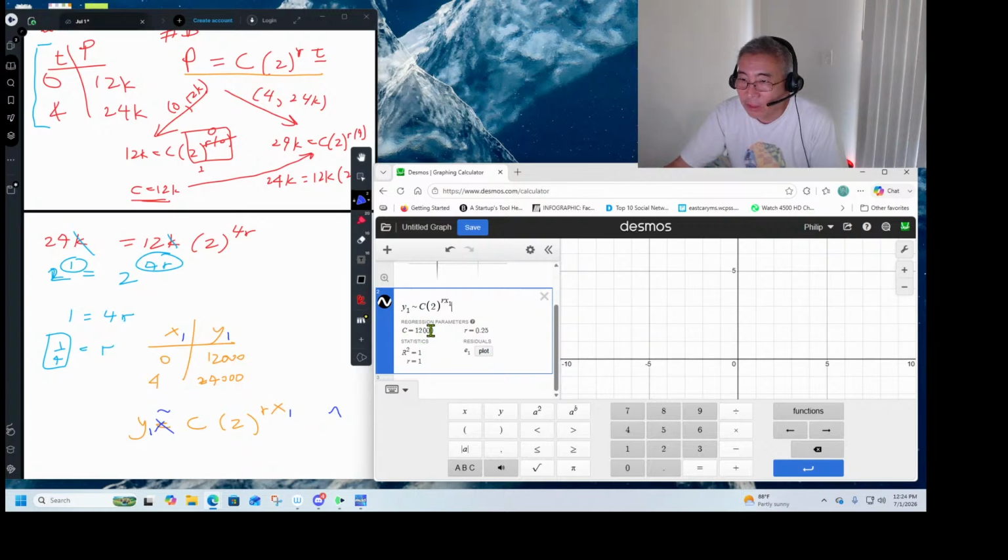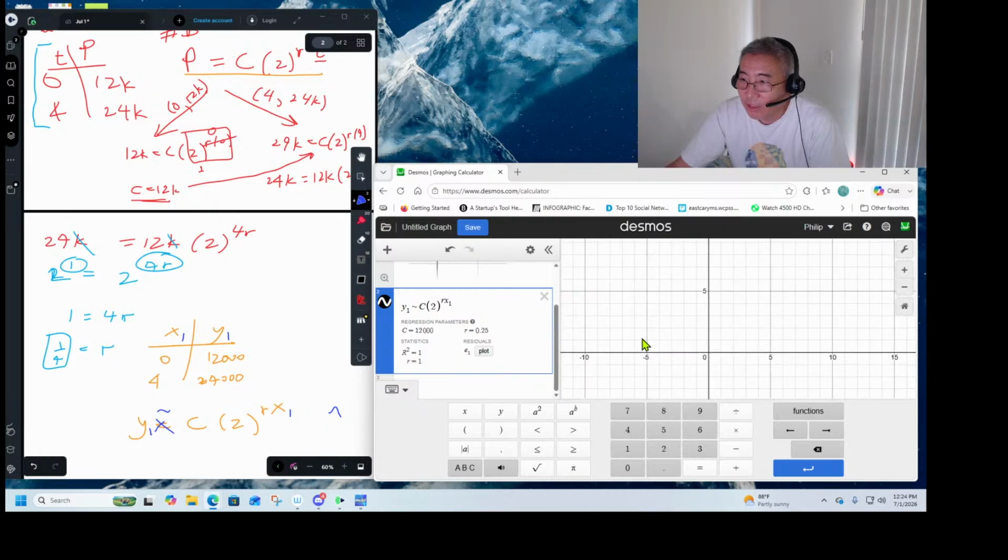It already modeled it, and it already gave me the best value for capital C is 12,000, and the best value for little r is 0.25. By doing that, it perfectly matches the function. You can see by saying r squared equals 1 and r equals 1. So the answer would be 0.25, which of course is also 1/4, which gives me the same answer, right?